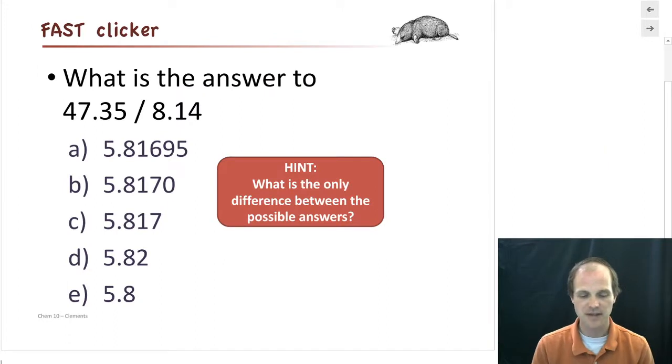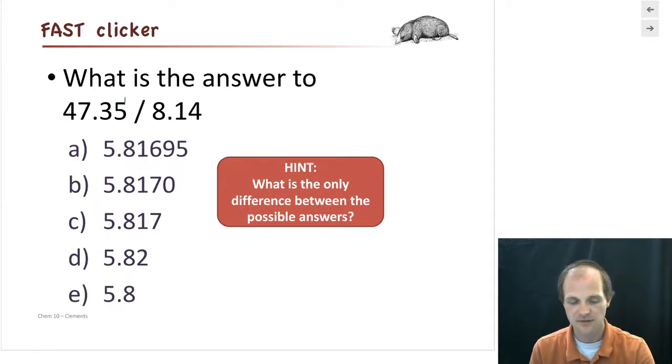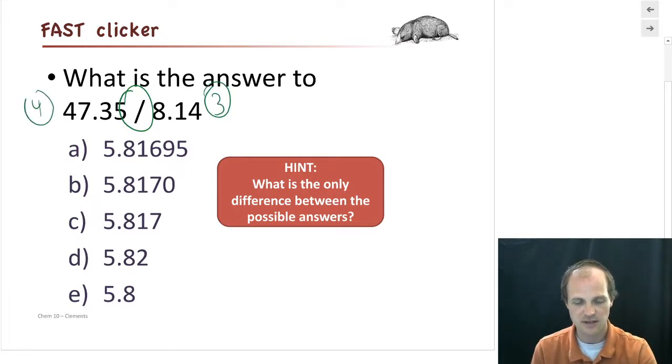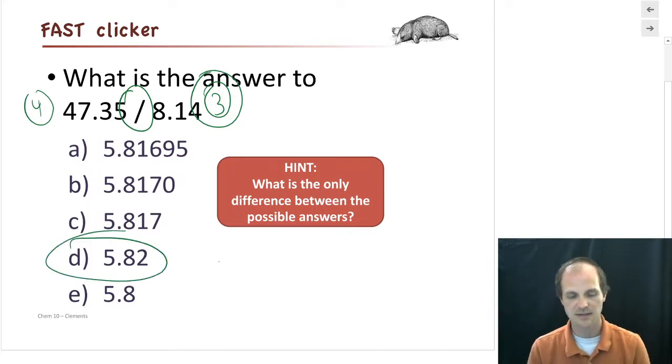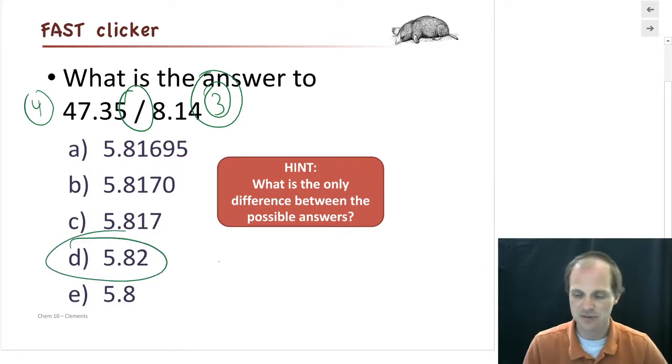Here's a chance for you to practice. What's the answer to 47.35 divided by 8.14? And a hint, there's only some difference between the possible answers, so you don't even need a calculator. Try it out. What did you come up with? Division means we're counting sig figs. 3 on this guy, 4 on this guy. We are limited to that, so we want an answer with 3 significant figures, 5.82.